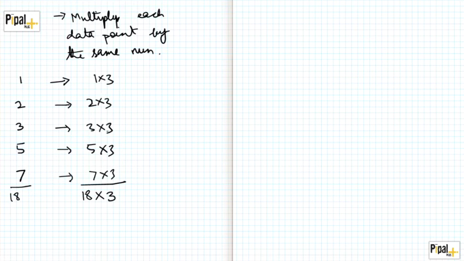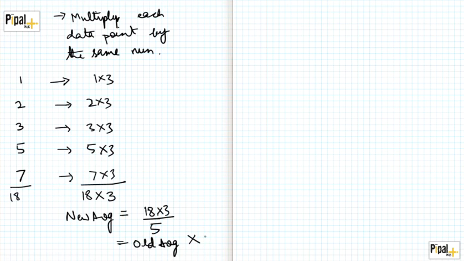Because when you add all of these, we can take 3 common and we'll get 1 plus 2 plus 3 plus 5 plus 7 inside the bracket multiplied by 3. So we get the new sum of these numbers equal to the original sum multiplied by the same number that we've multiplied each data point by, right? So the new average will be 18 into 3 by 5, which is equal to the old average multiplied by the same number with which we have multiplied each data point, right?